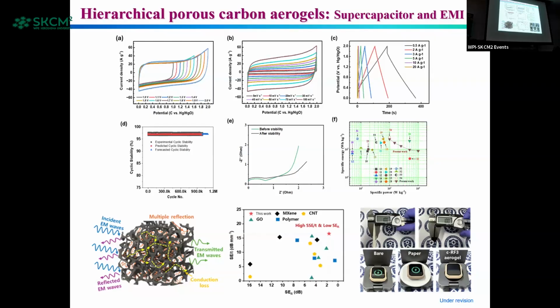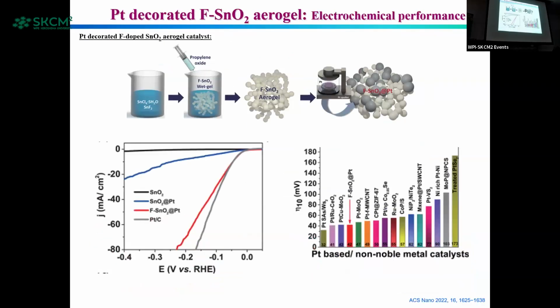For EMI shielding, you can see here directly, this is the bare watch. With that, there is no EMI shielding. And if you use paper, it still works. But if you use an aerogel of the same size, here you can see the watch will not turn. So that is the EMI shielding experiment we did with this kind of aerogel. This work is also still in process.